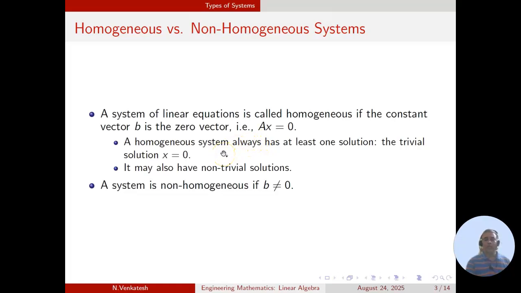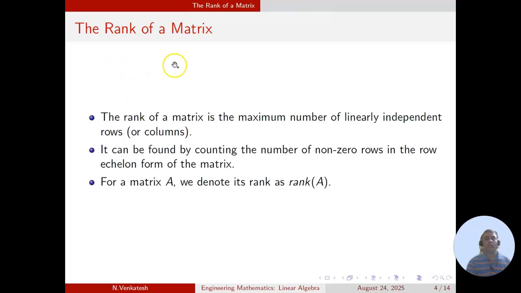And to find whether a solution exists or not and whether it has infinite solutions, we will be using something called the rank of a matrix. Now let us define the rank of a matrix. The rank of a matrix is the maximum number of linearly independent rows or columns of a matrix. It is denoted by rank of A or R of A. It need not be a square matrix. For any matrix you can find the rank.